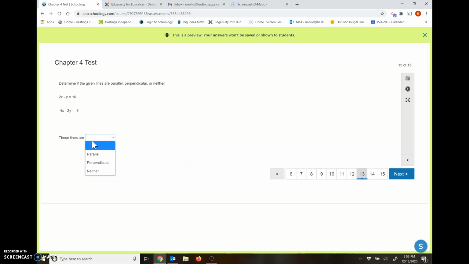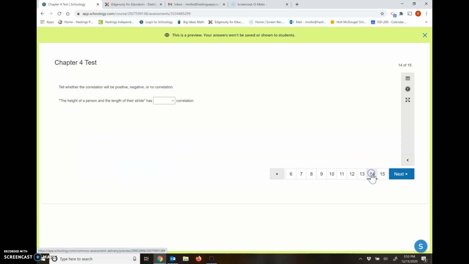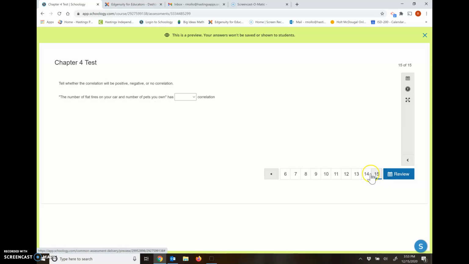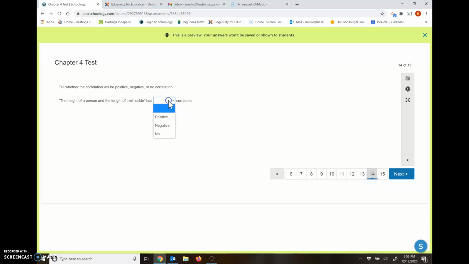And then also the same thing on 13. Parallel, perpendicular, and neither. Make sure you get that to say y equals. And then kind of the same thing here. So the last 2 questions are about correlation. The correlation can either be positive, negative, or no correlation. Again, a 1 in 3 chance there. And there's only one possible answer there.